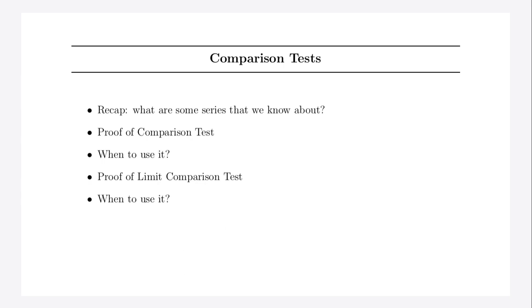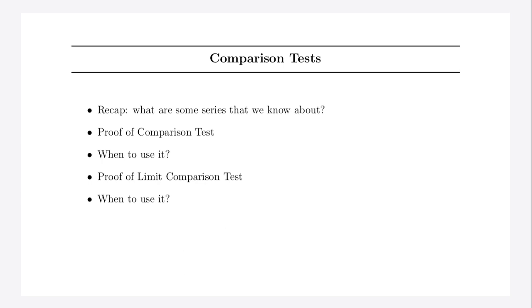So the first thing that we're going to do is just recap. There's three types of series so far, like named series that we know about. I want to recap those, what we know, remind us of some examples of those, and get our conclusions going pretty quickly, just so that we have those on the tip of our minds. So when we're applying these comparison tests, we'll know what's going on.